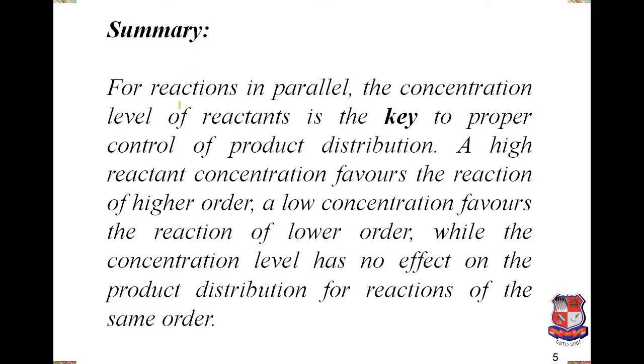So, summary ultimately: for reactions in parallel, the concentration level of reactant is the key to proper control of the product distribution, fine. So a high reactant concentration favors the reactions of high order. So what we managed to do in the previous cases, previous slides, if the order is positive, then higher concentration is preferred for the high orders. That's what it mentions, fine. And low concentration favors the reactions of lower order or negative order. While concentration level has no effect on the product distribution for reactants of the same order, when a1 is equal to a2. So that is what it means.